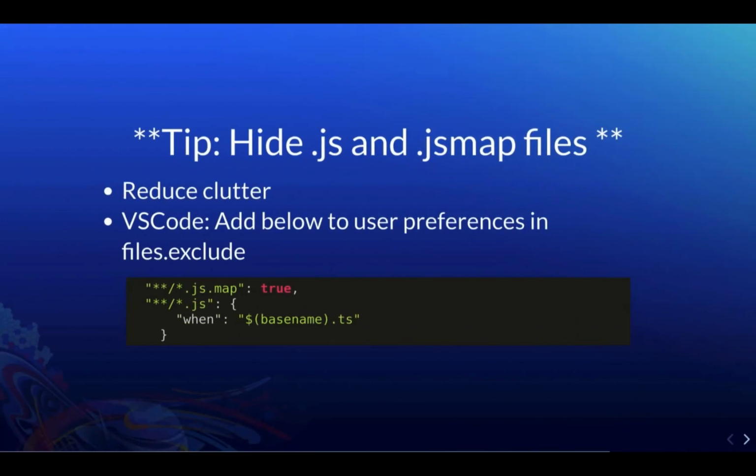This tip is for VS Code. Basically, you can reduce clutter by hiding any JavaScript files that have a companion TypeScript file, and also remove any JS map files. Any of the map files that get created when the TypeScript does its build, you don't want to actually view those. So you can exclude them in VS Code in the user preferences under files.exclude. This is pretty straightforward. What you're saying here is that any JavaScript file, I don't want to actually see it in the browser of VS Code, and I also don't want it to show up in my searches when there is a companion .ts file.